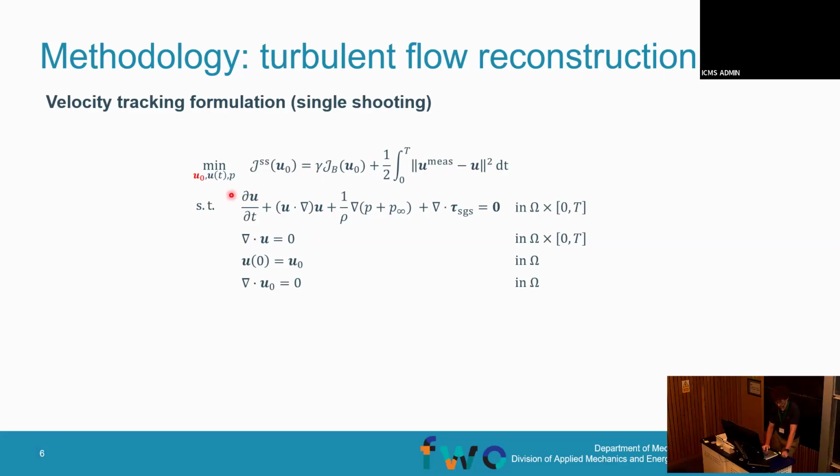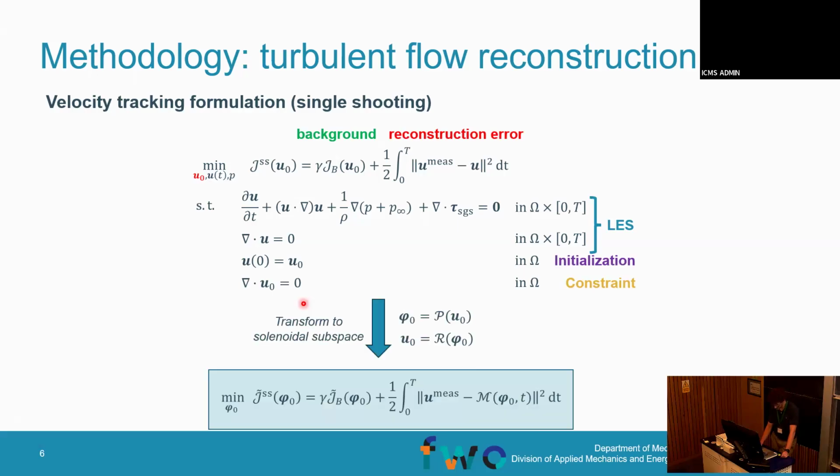Now, because we're dealing with the Navier-Stokes equations, this initial condition that we're optimizing also has to be divergence-free. And that actually complicates the formulation a bit. So the way we deal with it is as follows. We transform this optimization problem into a solenoidal or divergence-free subspace where we then solve the problem. This is done using projection and reconstruction, but this doesn't really matter for the remainder of the presentation.